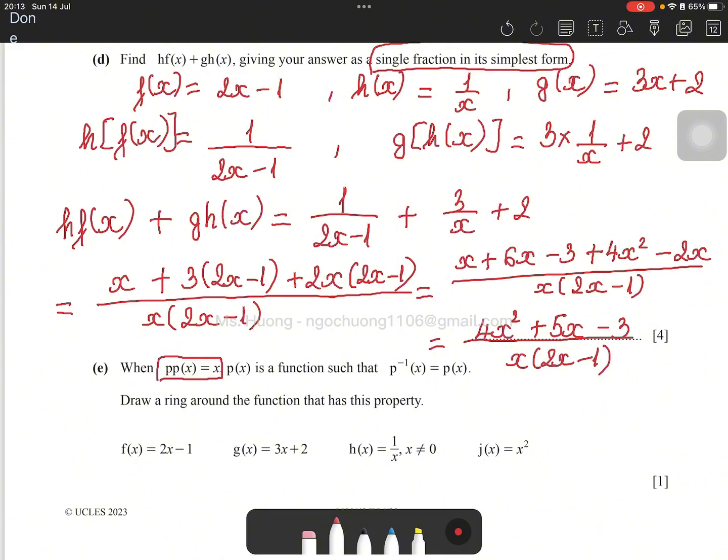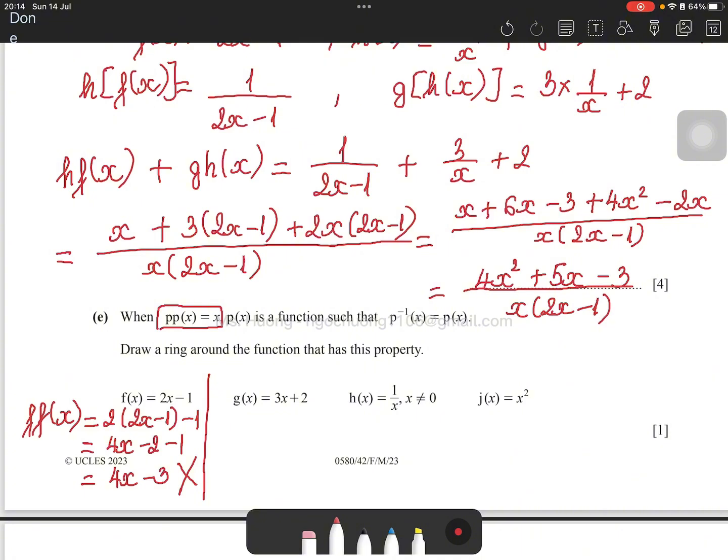So for the first one, if I want to find f of f of x, then I will substitute 2x minus 1 into the function f. So I have 2 multiplied by 2x minus 1, minus 1. This is 2 times 2x, which is 4x, 2 times negative 1 is negative 2, minus 1. And the answer for this is 4x minus 3, which is not x.